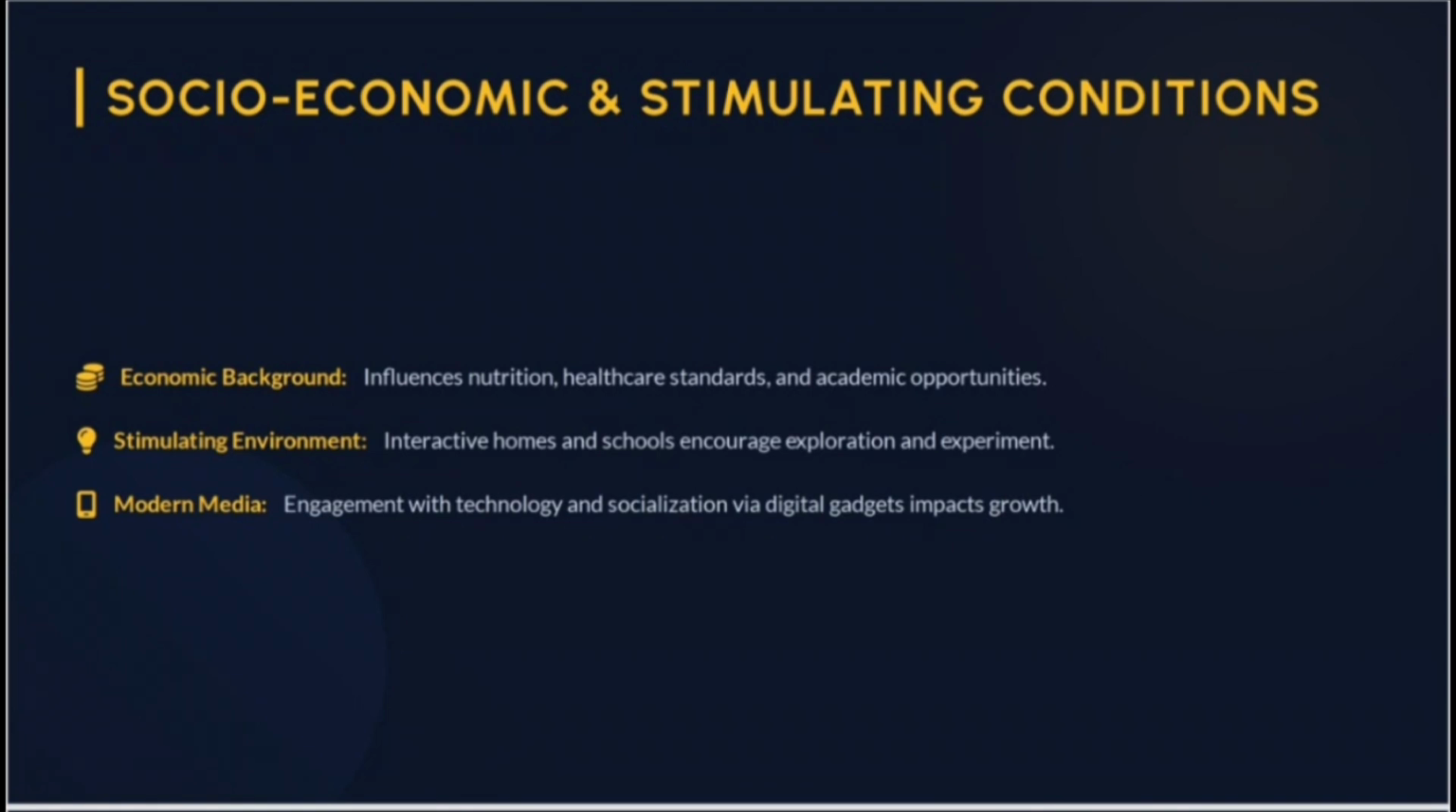This slide focuses on conditions we see every day. A family's economic background impacts basic needs like nutrition, healthcare, and schooling opportunities. But notice the next point, a stimulating environment. A home or a school that encourages children to ask questions, explore, and experiment dramatically accelerates intelligence. Conversely, overexposure to modern digital gadgets and media heavily shifts how today's children socialize and grow.